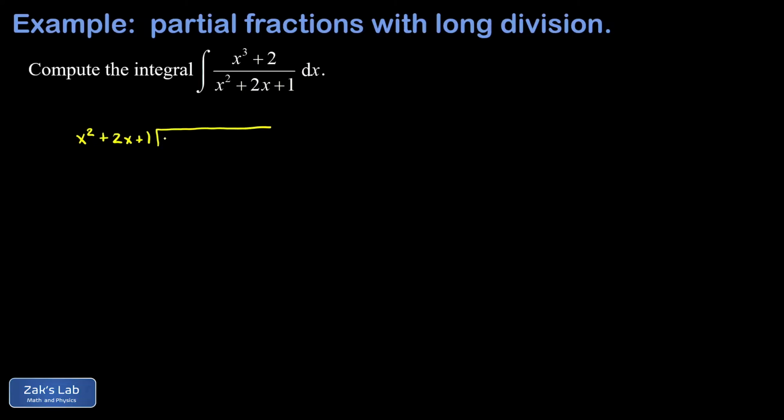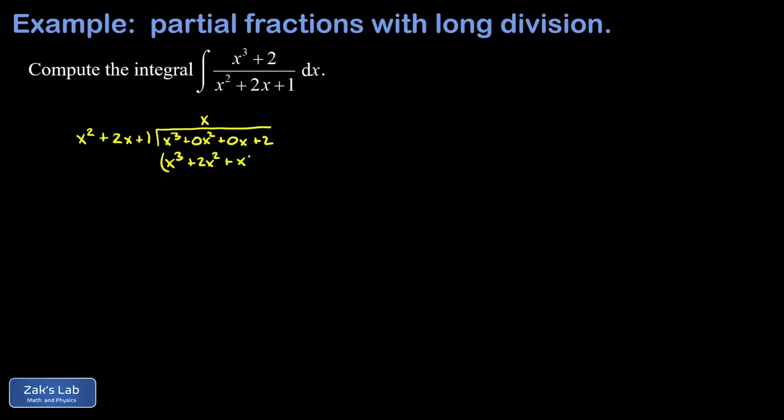Note that we're going to need some placeholders. We need a 0x squared in here. We need a 0x. And then we have our plus 2 at the end. And then we start to guess the thing that we multiply x squared plus 2x plus 1 by to get this polynomial at the bottom, plus possibly a remainder. So we'll start with an x and distribute that over x squared plus 2x plus 1.